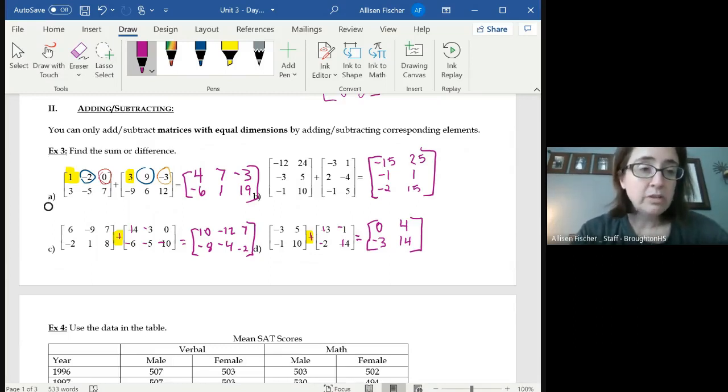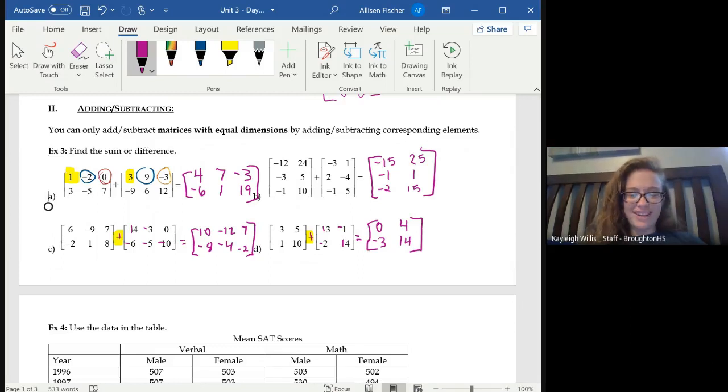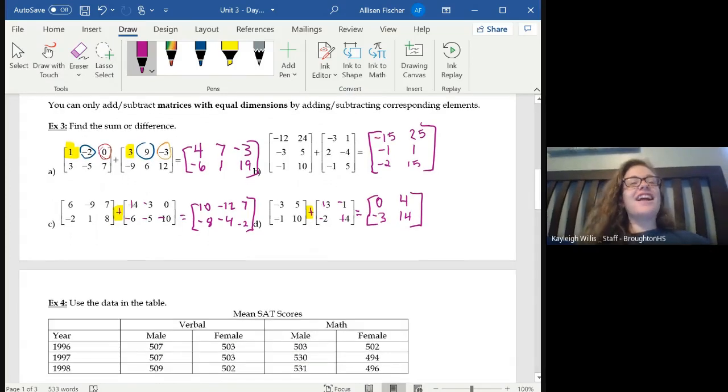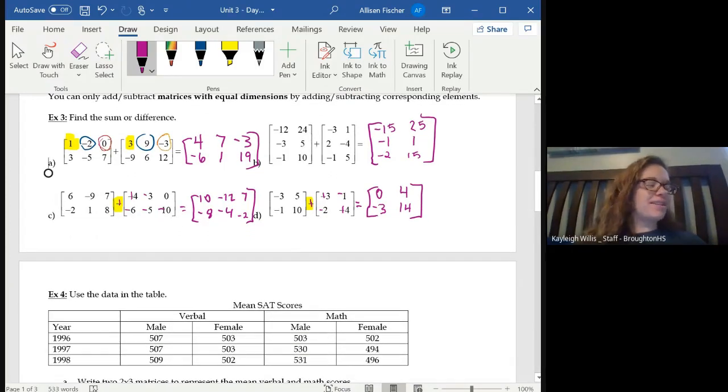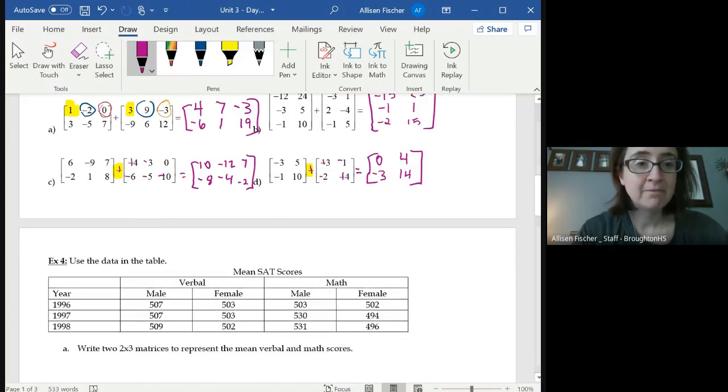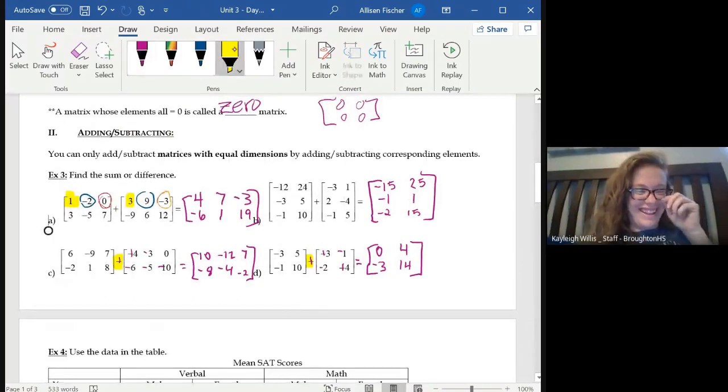Now, when you start with a 2 by 3 plus a 2 by 3, what size is your answer matrix? A 2 by 3. Oh my gosh, yes. Good job. Can I add a 2 by 3 and a 3 by 2? No, because then you don't have matching corresponding elements to add together. They have to be the same size, like it says here in bold. Oh man, I wasn't paying attention.